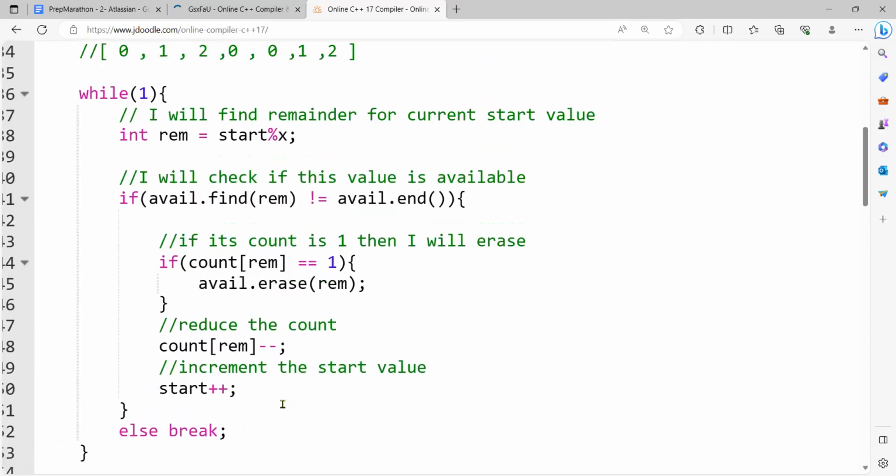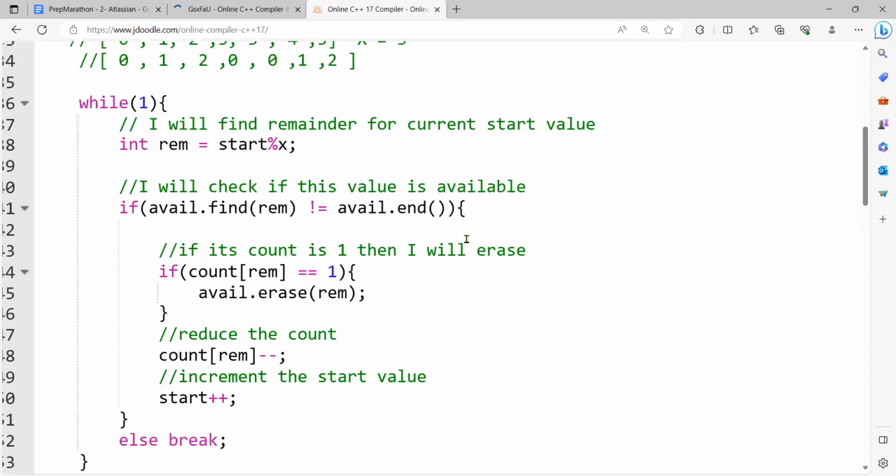So that was it for this problem. Now, did you all get this problem or not? Please tell me. Or if you have any doubt in any part, you can tell.